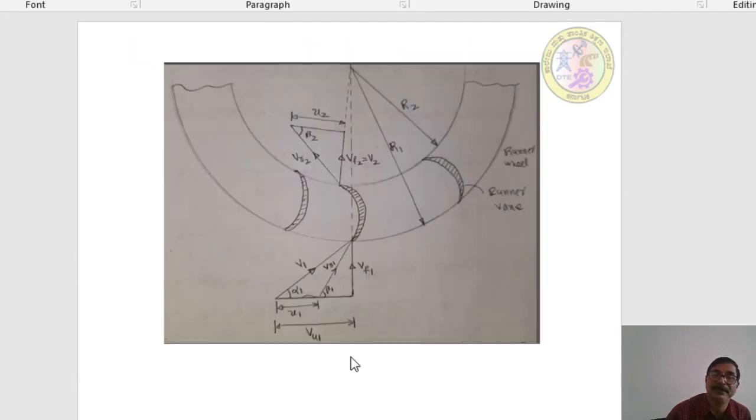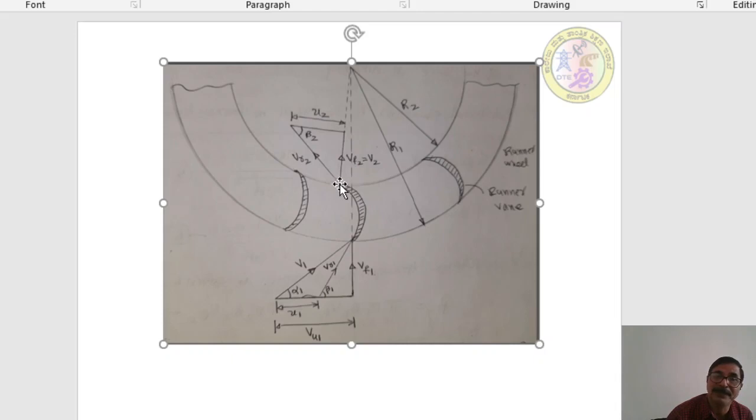This is another diagram which indicates the inner radius and outer radius. Now water enters at the outer periphery with a velocity V1 at an angle of alpha 1 and this V1 is resolved into two components. One is horizontal, the second one is vertical. And if you draw a tangent here, it represents the relative velocity component at the inlet. This is the outlet velocity. Look here.